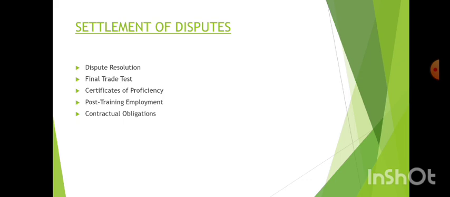Next is, it is not obligatory on the part of the employer to offer any employment to an apprentice who has completed apprenticeship training in his establishment, nor is it obligatory on the part of the apprentice to accept any employment under the employer on successful completion of the training. So neither the employer has an obligation to provide employment to the apprentice, nor the apprentice has an obligation to be an employee under the apprenticeship trainer.